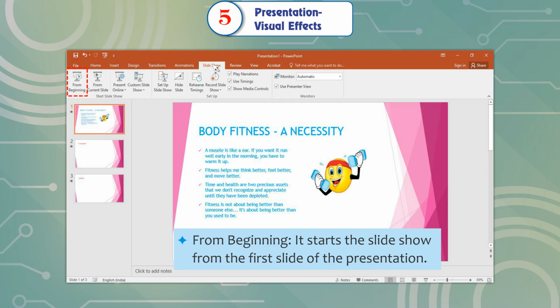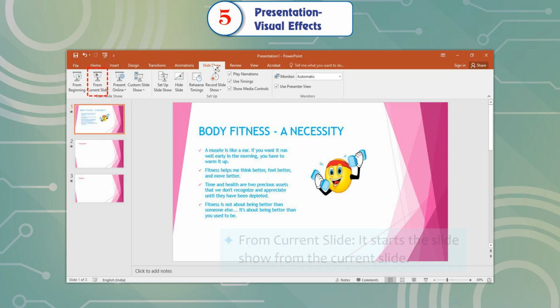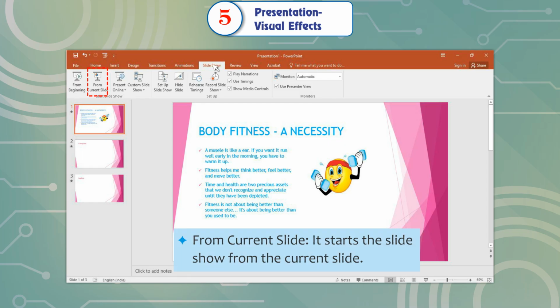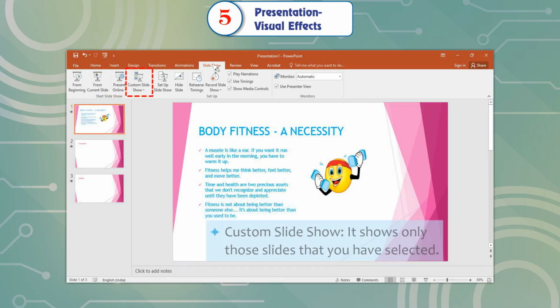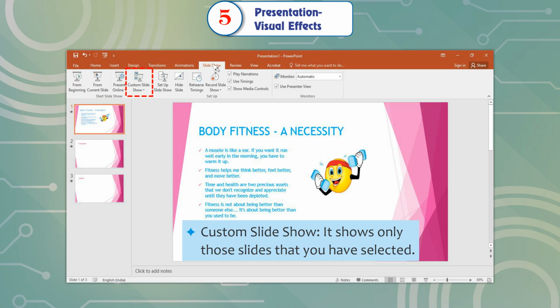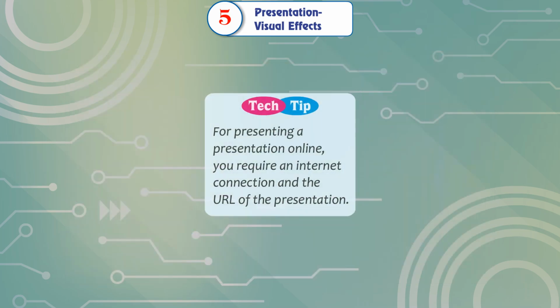From Beginning, it starts the slideshow from the first slide of the presentation. From Current Slide, it starts the slideshow from the current slide. Present Online. It enables you to broadcast the slideshow and helps remote users view the presentation using a desired browser. Custom Slideshow. It shows only those slides that you have selected.